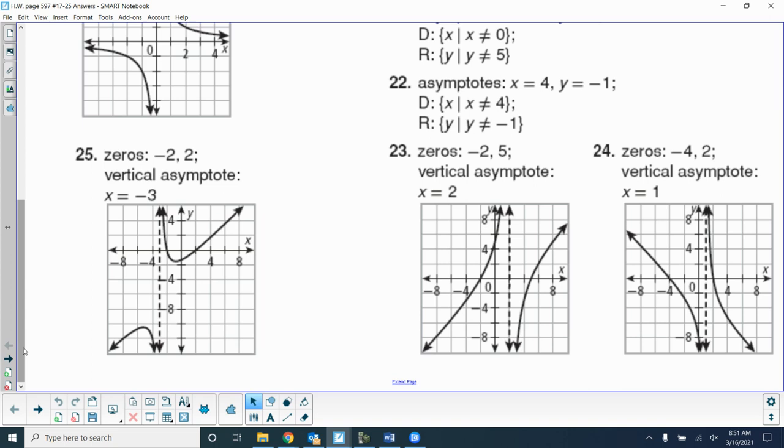Again, I'm not going to make you graph on your quiz. Right, Sydney? You're just going to have to find zeros, vertical asymptotes, horizontal asymptotes, holes if there's any holes. Okay? But you don't have to graph anything. All right, so that's those three.